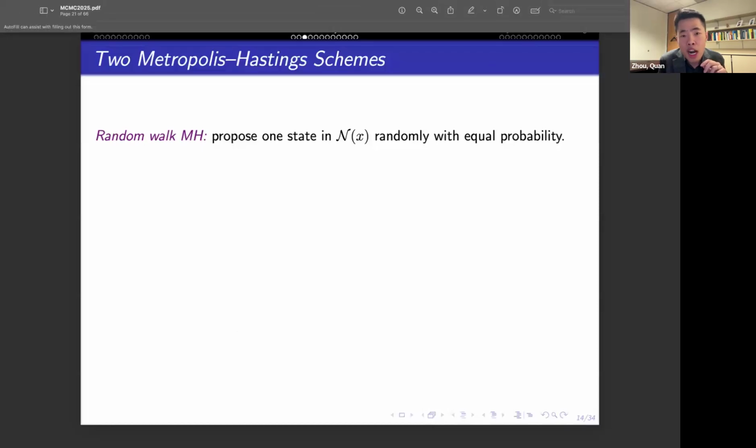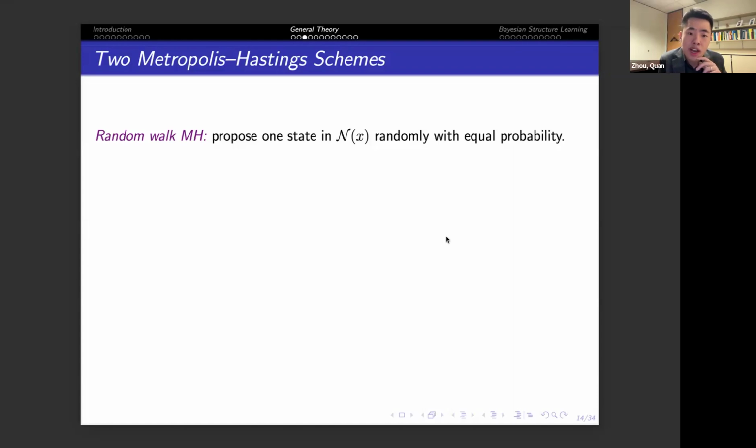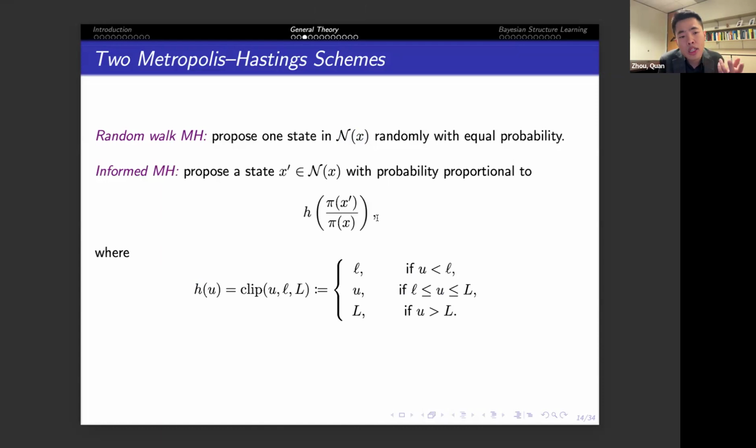For the Metropolis-Hastings algorithms, I consider two classes. The first class is just a random walk, where we propose one state in the neighborhood set randomly with equal probability. The second class is the informed Metropolis-Hastings algorithm. Here I propose a neighboring state with probability proportional to a function h of pi x prime over pi x. This function h is equal to this ratio, but we truncate it using a lower bound, little l, and an upper threshold, big L. This is my informed proposal weight for the neighboring states.